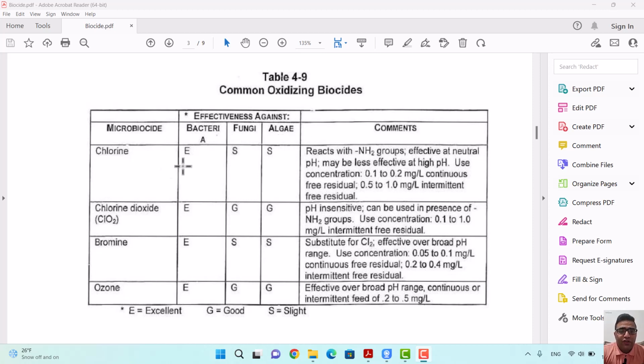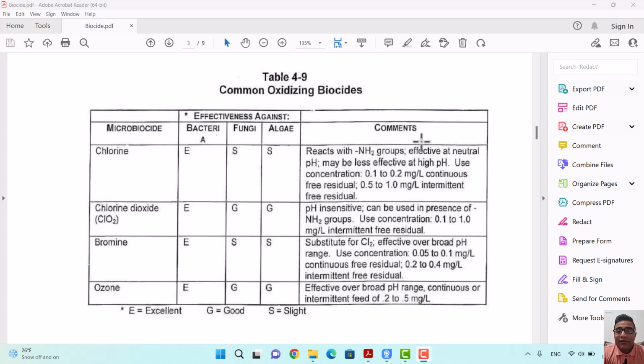Here, as you can see, their activity against bacteria for all of these, chlorine dioxide, bromine, and ozone, is excellent. Only chlorine dioxide and ozone have good activity against fungi and algae, as you can see here. But bromine and chlorine, their activity against those fungi and algae is slight.